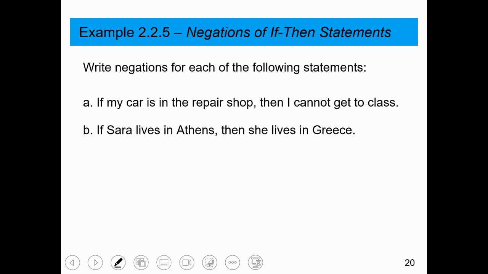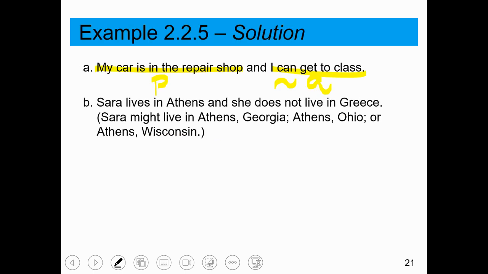All right, let's look at the second part. If Sarah lives in Athens, then she lives in Greece. So to negate this, we would say this part and not this part. So Sarah lives in Athens and she does not live in Greece. Okay. We happen to have an Athens, Texas. So perhaps Sarah lives in Athens, Texas.